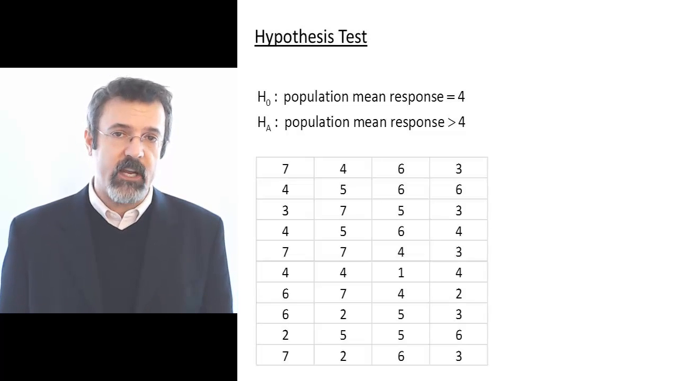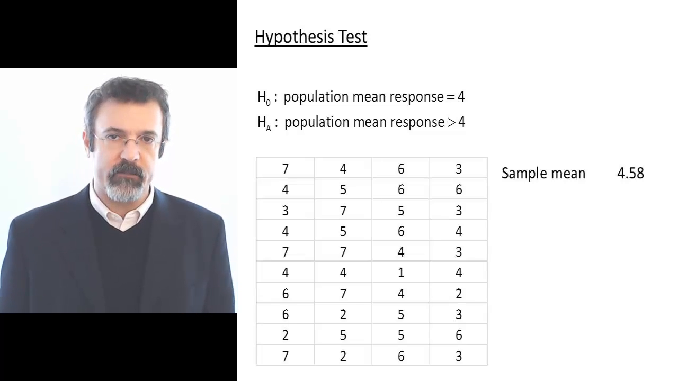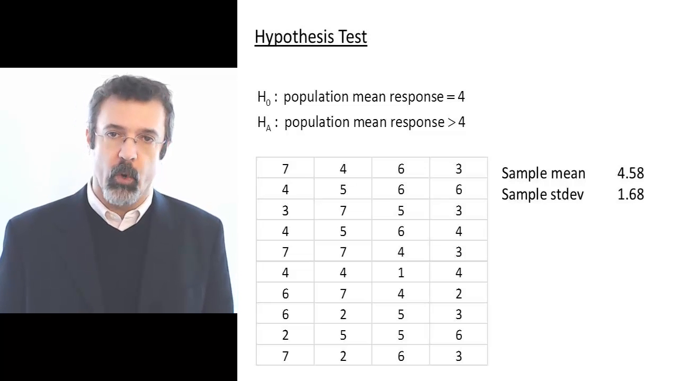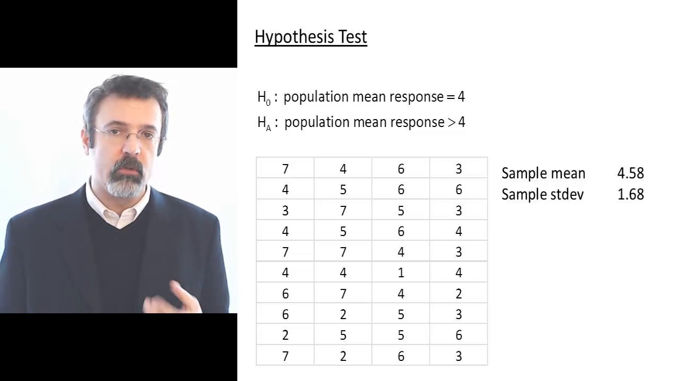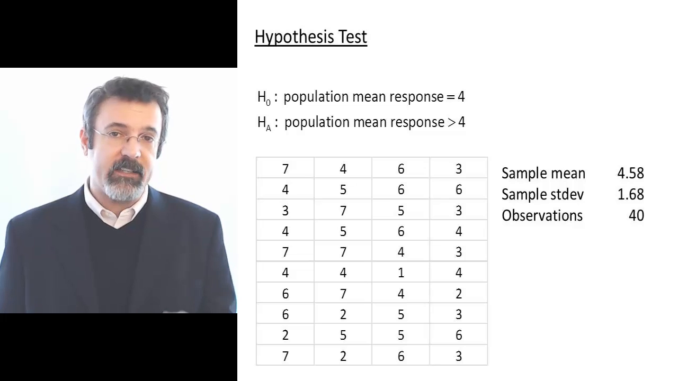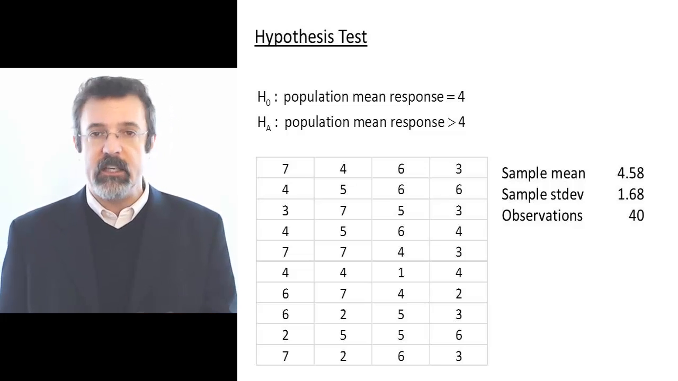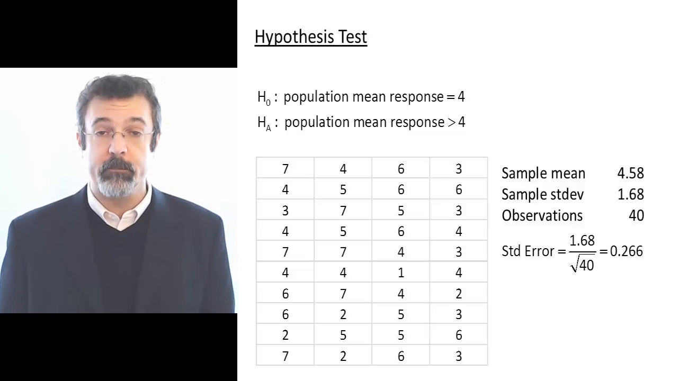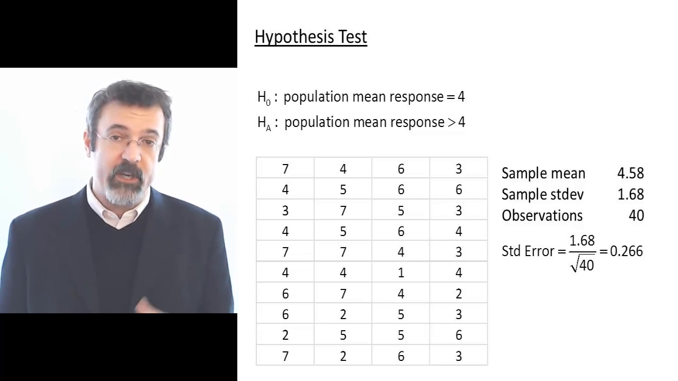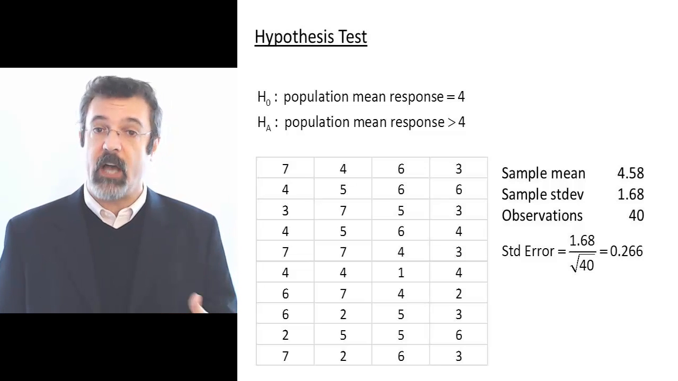In our sample of data, the average response was 4.58. The standard deviation was 1.68, and we had a total of 40 observations. Dividing the standard deviation by the square root of the number of observations gives me the standard error of the sample mean, or 0.266. We can now use these ingredients to conduct a hypothesis test.